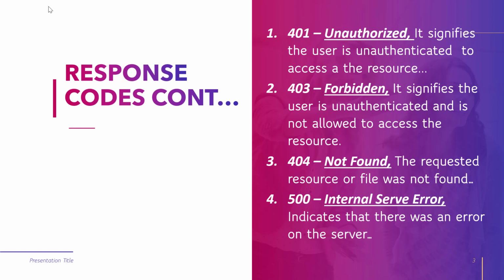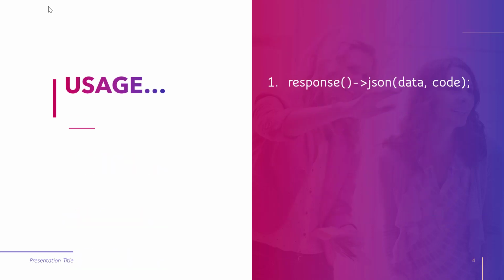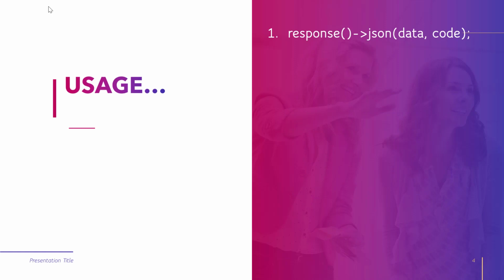And lastly, we have 500, which signifies internal server error. For example, there was an error in the database, there was an error in the code. You don't want to return that error to the user because that might be a security issue. So you want to return 500. Then the user maybe can let the developers know that he was facing an issue, and the developers can check it out. The way you use it in your code is that you just call response JSON and then you pass the data as the first parameter and then the code as the last parameter. So let us dive in and see how to use this response in our code.